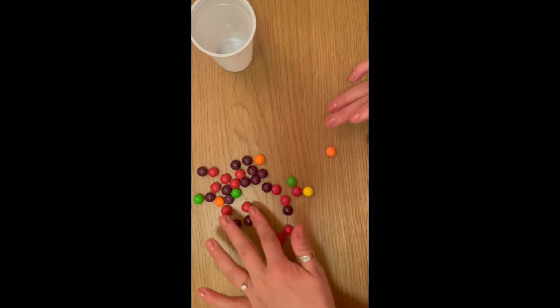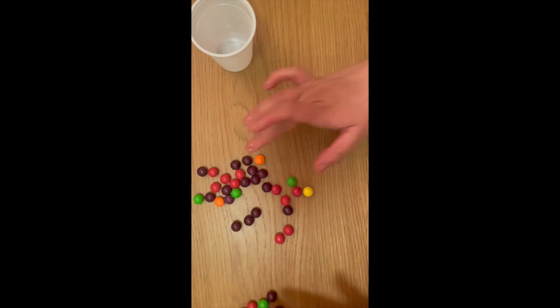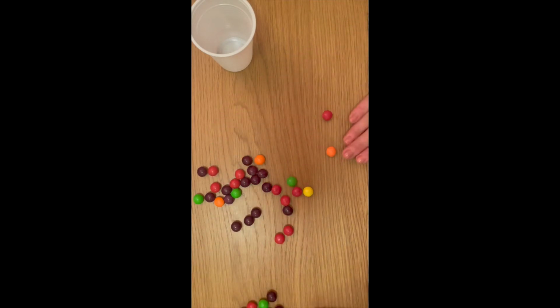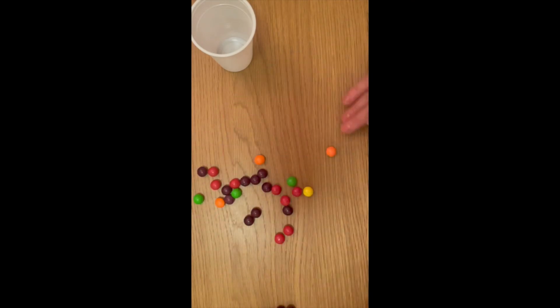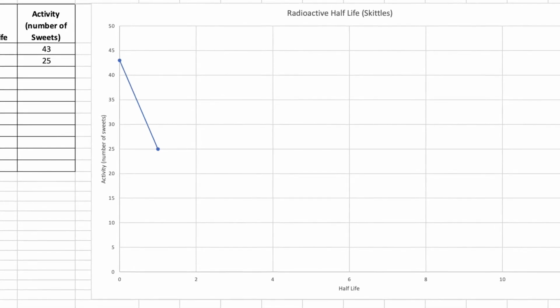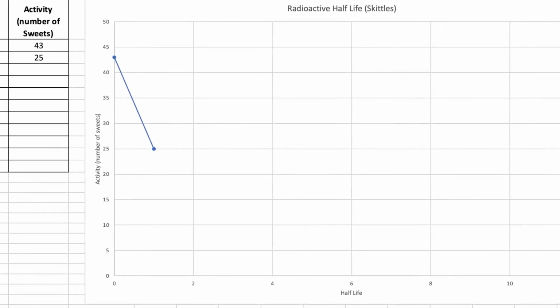So how many Skittle atoms would we expect to have decayed in this passing of one half-life? Well, it's around half, isn't it? So around 21 or 22. Let's see how many we end up with. So you can see that we now have 25 active Skittle atoms left, so not far off our estimate.